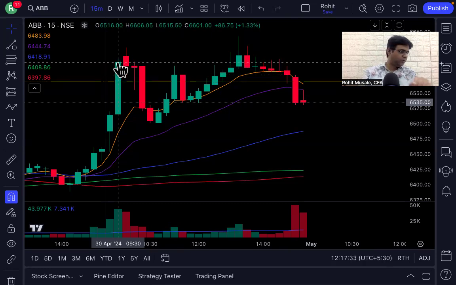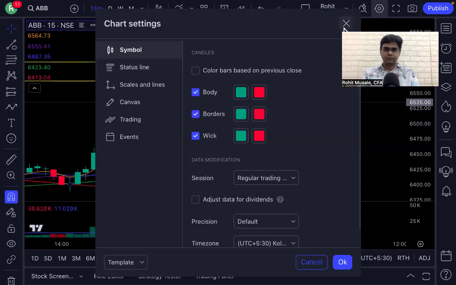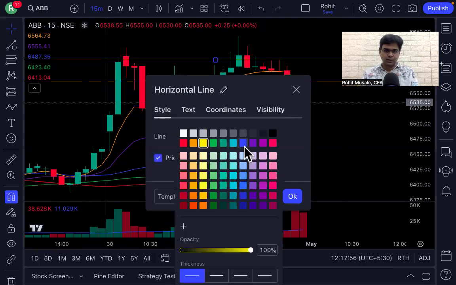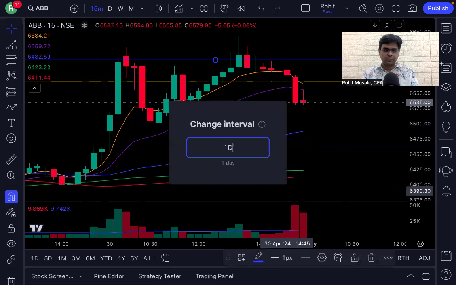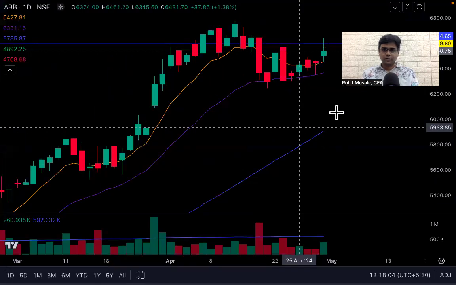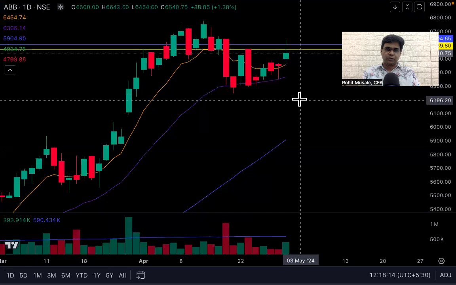So my order got filled at 6604.65. The closing is 6601 of this candle, but my order got filled at 6604.65 because I put a market order. So let me draw that line for you, 6604.65. Let us give it blue color. Let's go to the daily time frame. So as you can see here, the yellow is where I plan to buy the stock, but blue is where I actually got the order fill.